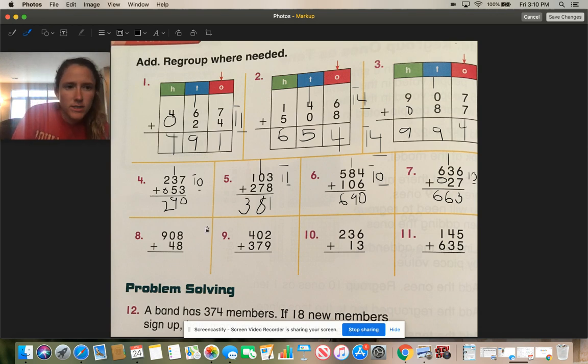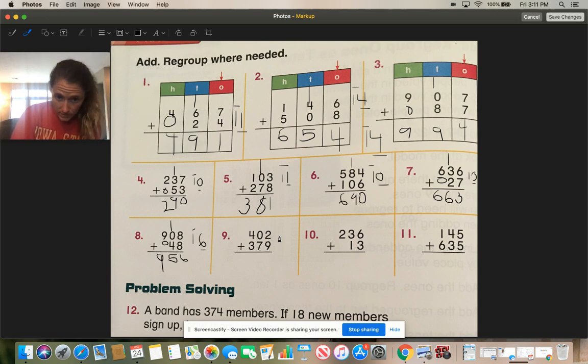Okay, so follow along to see how you did. 8 plus 8 is 16. The 6 goes below and the 1 goes above. So 4 plus 0 plus 1 is 5. 9 plus 0 is 9. 956 is your answer.